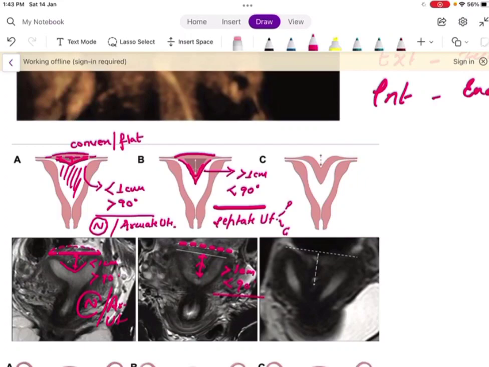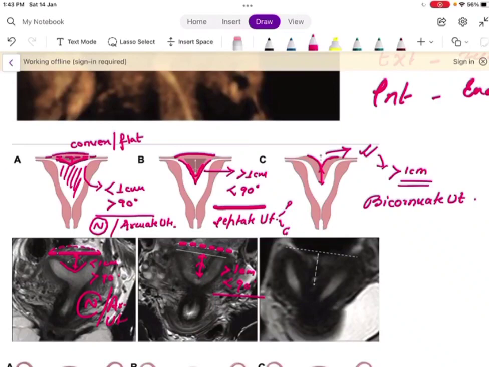Next, we can see there is this abnormal external contour. There is external indentation. The fundal contour is abnormal, as well as there is this internal indentation also. When the external uterine fundal indentation is greater than 1 centimeter, the external fundal contour is also abnormal. This is typical of bicornuate uterus.